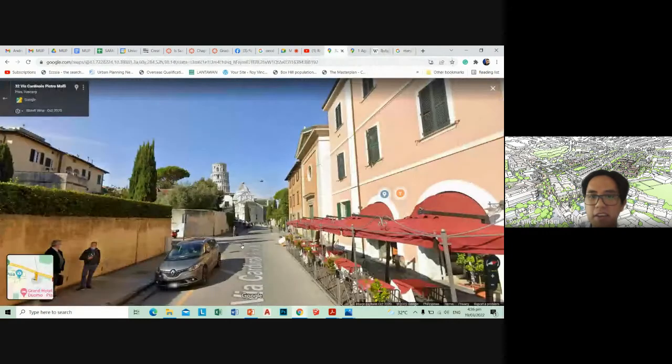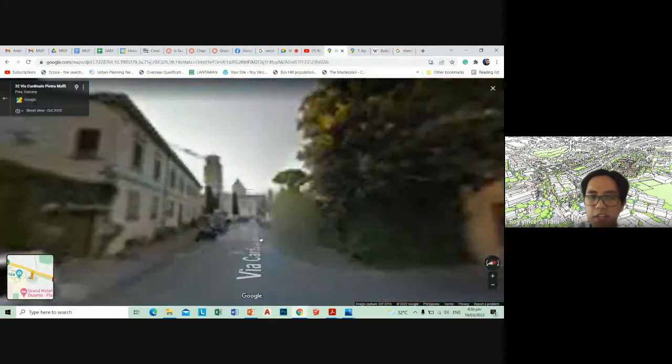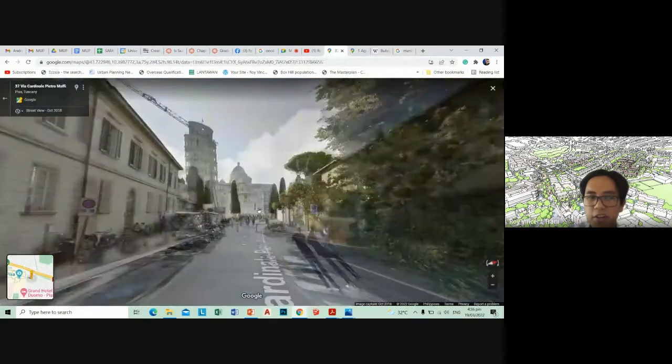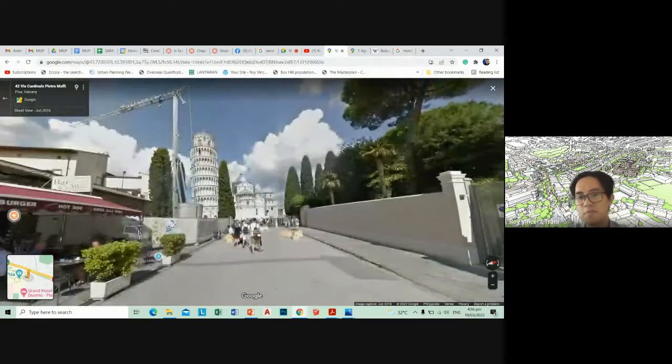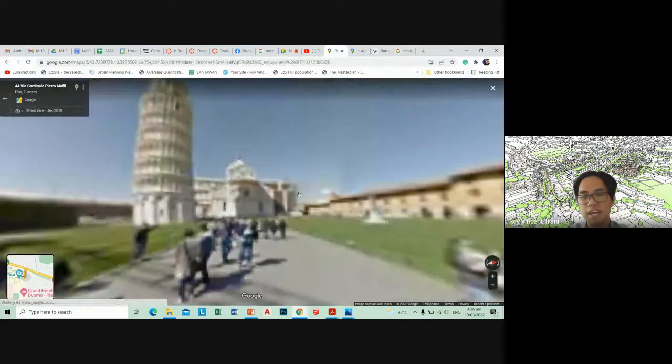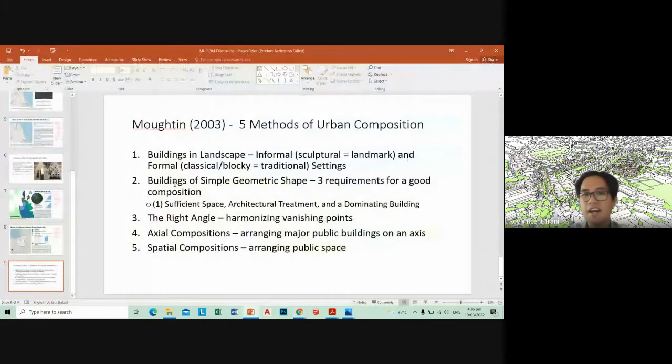If you were here, it would be the equivalent of putting a very tall hotel behind the Leaning Tower of Pisa, and then it just ruins the whole experience for everyone. So yeah, that's basically the second method of composition.